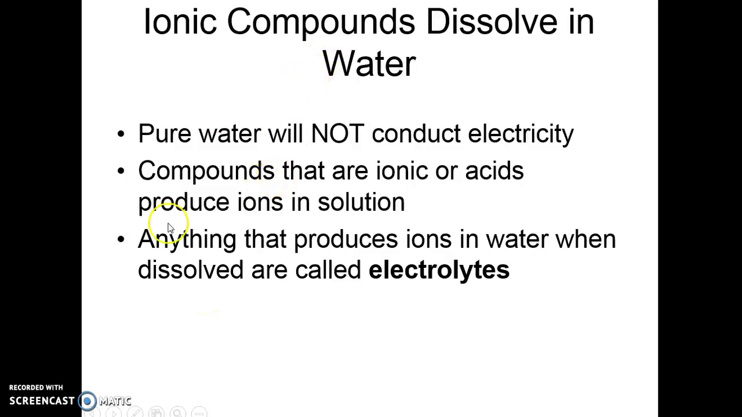Ionic compounds dissolve in water. And when ionic compounds dissolve in water, they make ions that are separated out and dispersed in the water. Because they make ions, they allow water to produce electricity. Pure water actually does not conduct electricity. It insulates electricity. But if you just have a teeny tiny amount of any ions in there, then it will conduct electricity. So anything that produces ions in water is called an electrolyte.